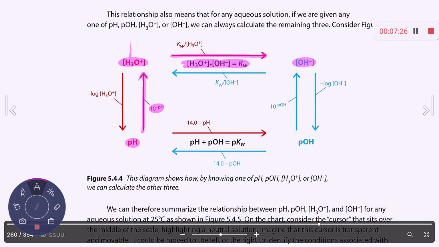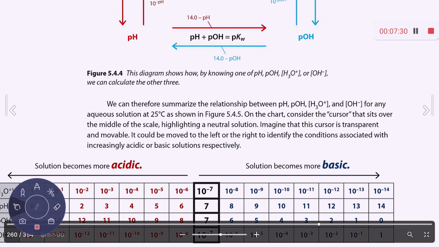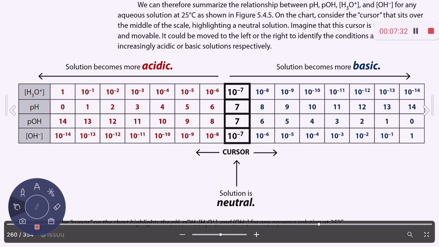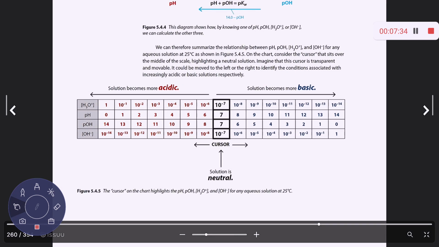At the bottom of this page, they give you this keyboard-looking thing to show you that if you imagine this bolded middle part as a cursor, you can take it to the left or to the right to figure out simultaneously hydronium, pH, pOH, and hydroxide. Acidic is on the left, basic is on the right. Let's take a look at the practice problems.